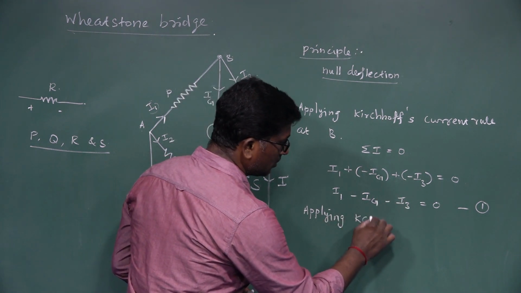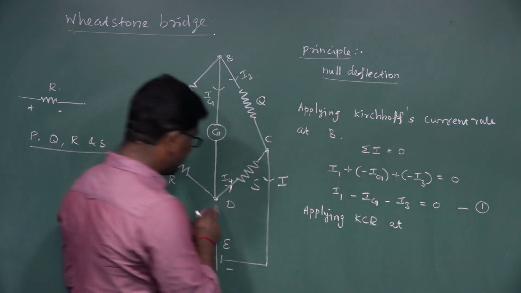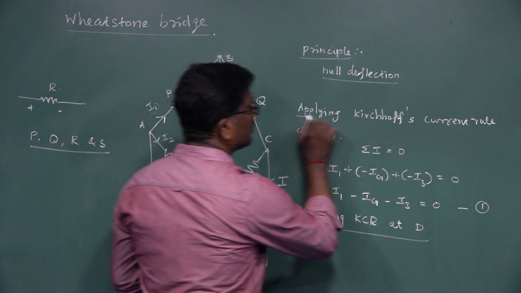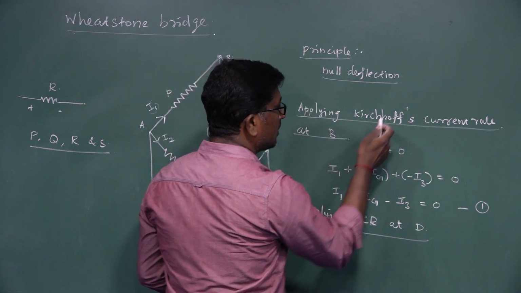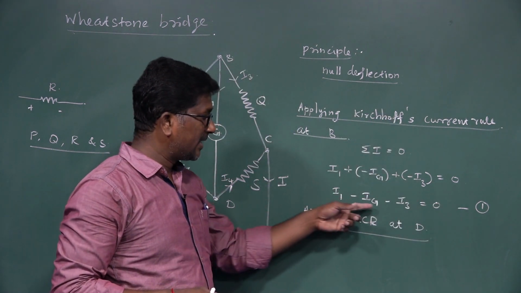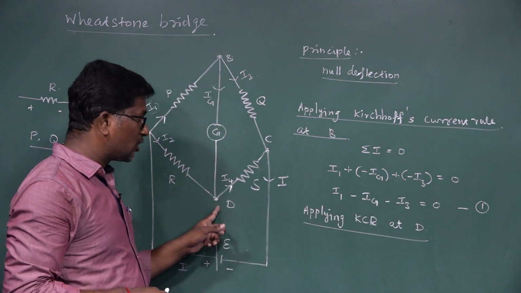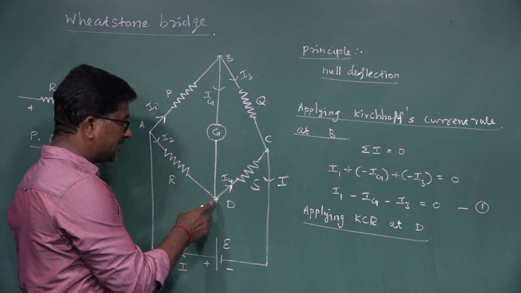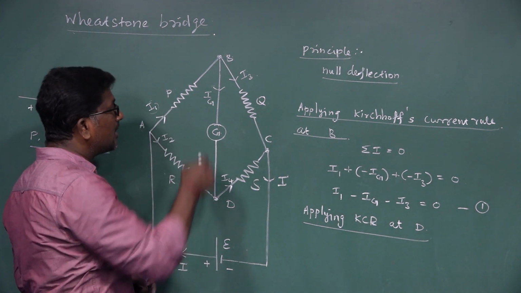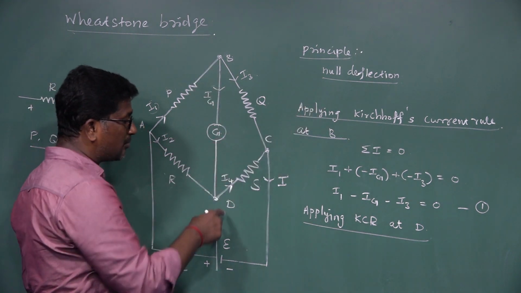Once again applying Kirchhoff's current rule at junction D. First at junction B, the Kirchhoff current rule gave the first equation I1 minus IG minus I3 equal to 0. Then applying Kirchhoff current rule at the junction D: the current I2 is flowing towards the point D and IG is flowing towards the point D, but the current I4 is leaving the point D.